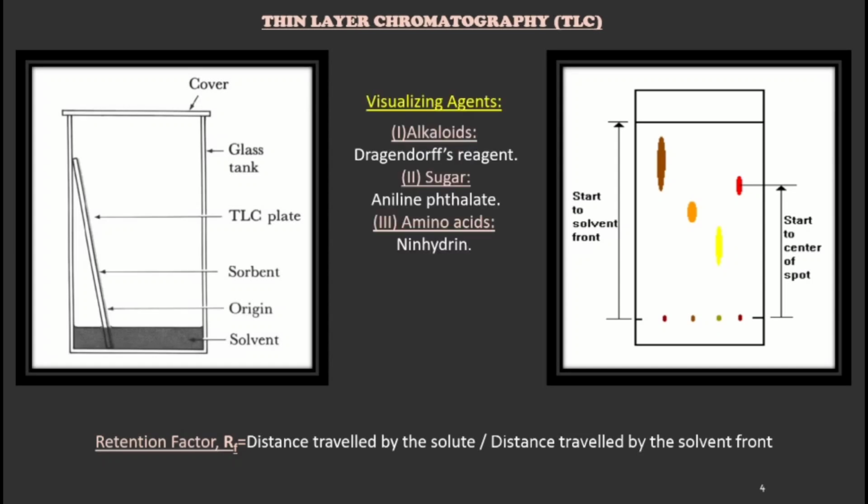An important terminology in TLC is the visualizing agents or spraying reagents. After performing TLC, the components are sprayed with the visualizing agents. The components form colorful compounds with these visualizing agents and we can easily separate them. If we want to separate different types of alkaloids, we must use Dragendorff's reagent. If we want to separate and identify different types of sugar, aniline phthalate should be used. And to identify different types of amino acids, ninhydrin may be used as a visualizing agent.